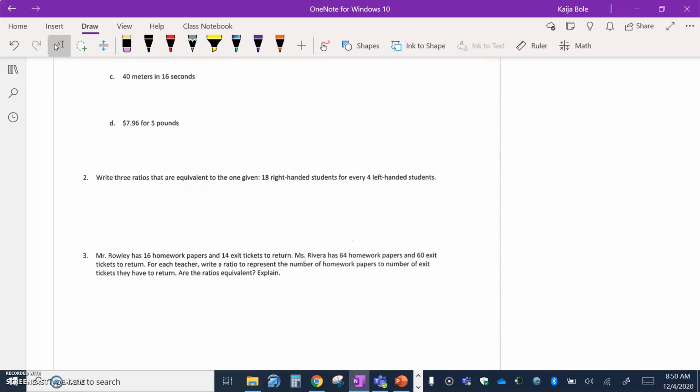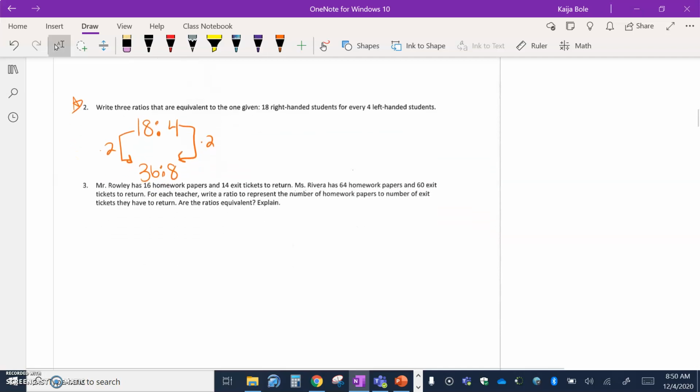Number 2, write 3 ratios that are equivalent to the one given, 18 right-handed students for every 4 left-handed students. So if we're talking 18 to 4, the most simple one, take this and multiply it by 2 on both sides, as long as you multiply both numbers by the same thing. So then your equivalent ratio would be 36 to 8, okay? And then you need to make 2 more.